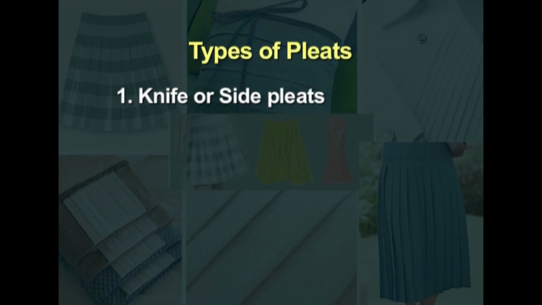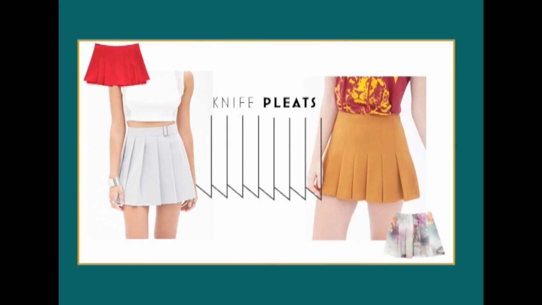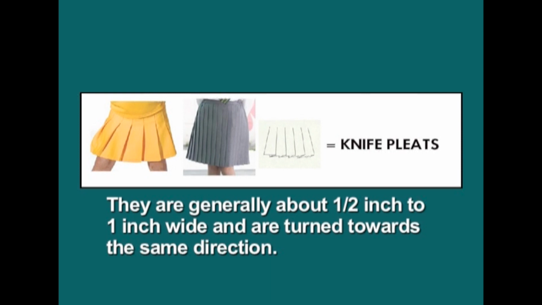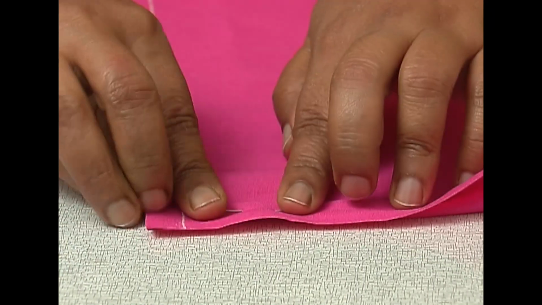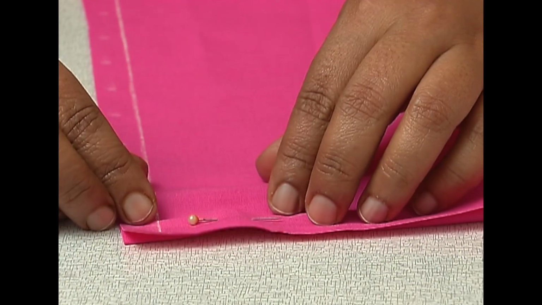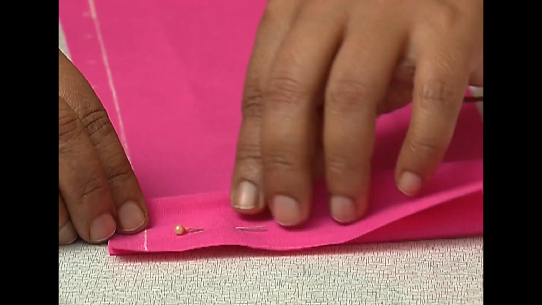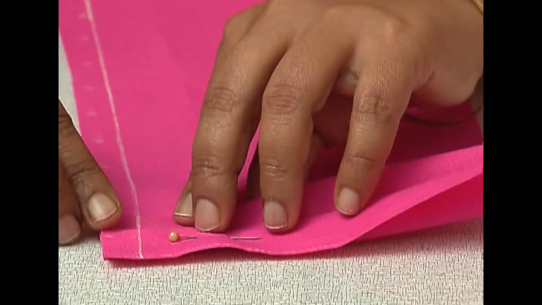One very common pleat seen is the knife or the side pleat. These are generally found in skirts, especially to provide fullness at the bottom of the garment. They are generally about ½ inch to 1 inch wide and are turned towards the same direction. The direction may be reversed at center back or center front of the garment. To make knife pleats, fold the top fold line and bring the fold line to the placement line.